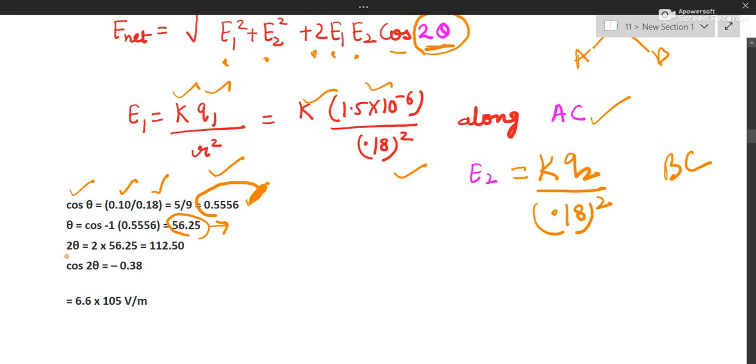Now we have theta, so we can find 2 theta. Now 2 theta is there, so we can find cos 2 theta using the trigonometry table. It came as this, so you can substitute here. Rest, E1 and E2, you were already ready with. So E net can be found.